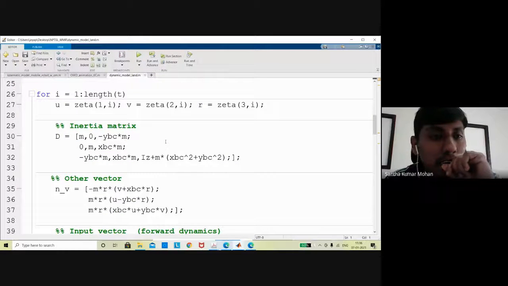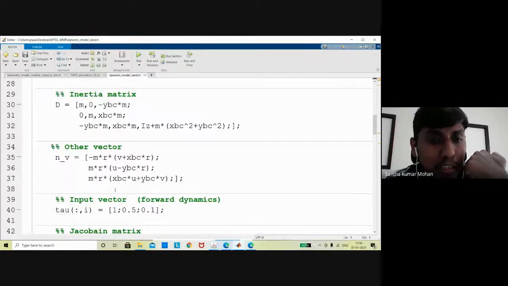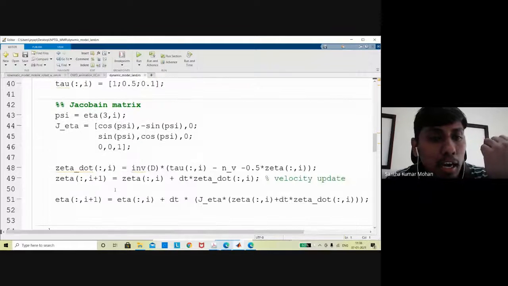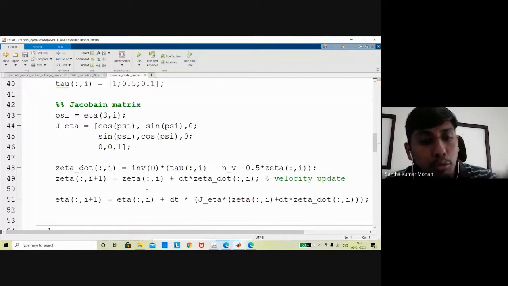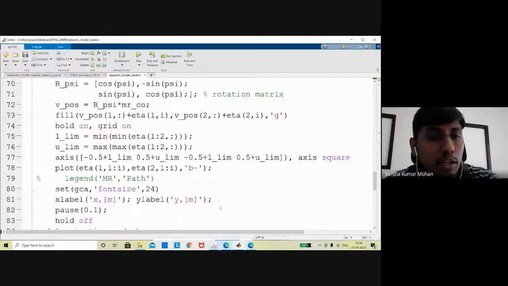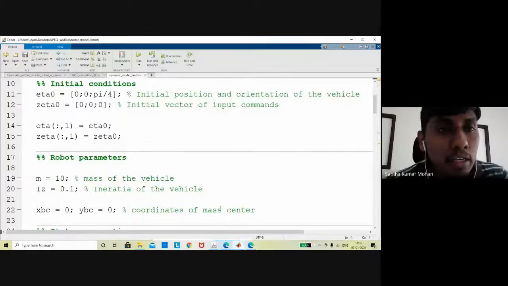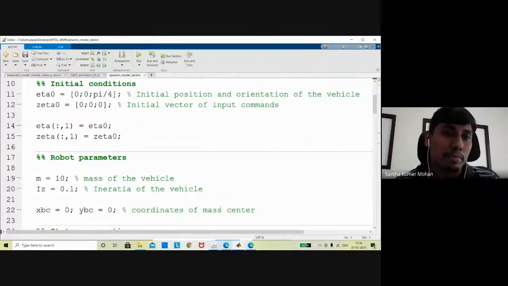Here you can see this is the D matrix and this is the N vector. We have given some input force, which is forward dynamics, and here there are two cases because you calculate zeta dot, you integrate zeta, and when you go to eta there would be two cases because zeta and zeta dot would have initial conditions, so you need to take care of that. Then you can go further and do the forward dynamics. With that we can see explicitly.